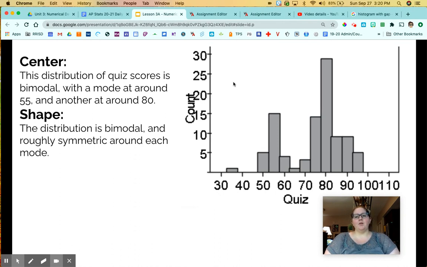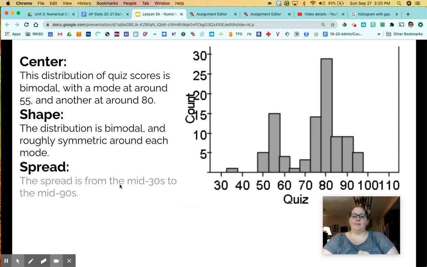This is one thing that you can say if you have a distribution that's bimodal, that might make it hard for you to describe the shape of the graph overall. Maybe overall this is skewed to the left, but I could also say something like it's roughly symmetric around each mode. That might be easier to talk about on a bimodal graph.